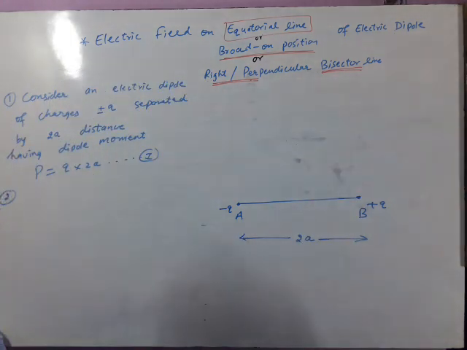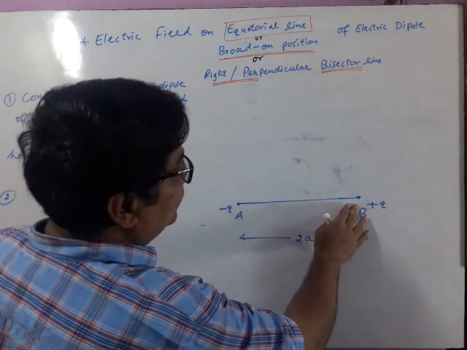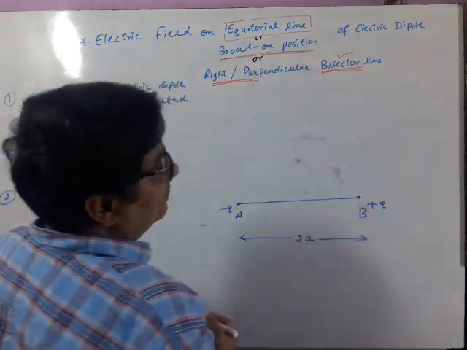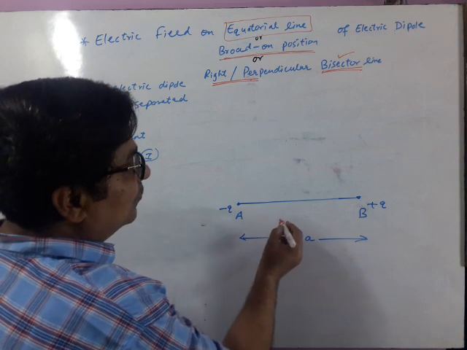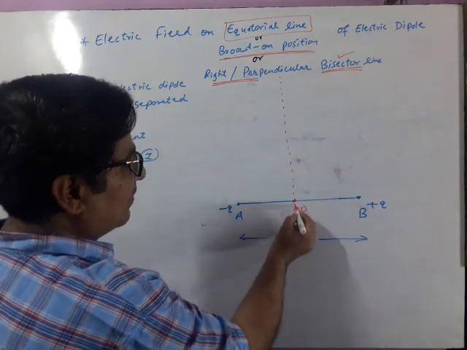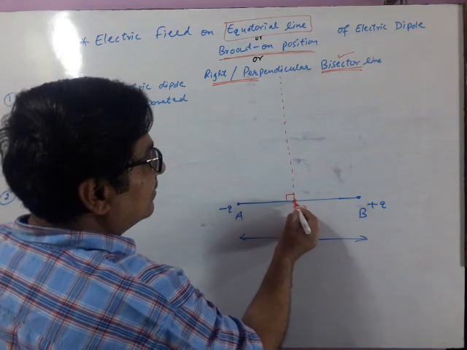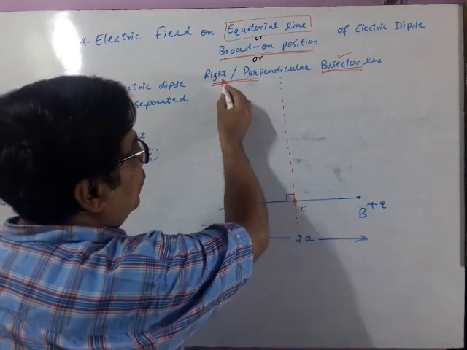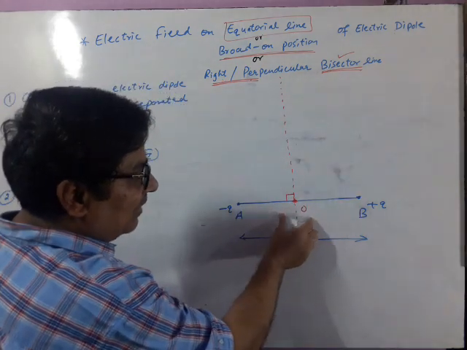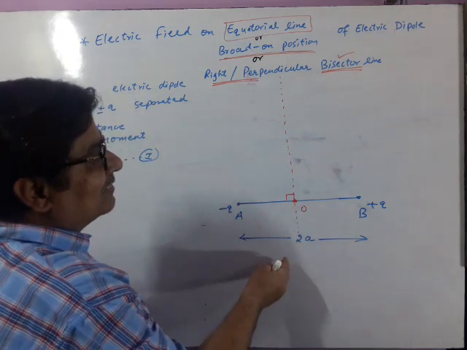What does it mean? See, this is the electric dipole considered by us, minus q and plus q separated by distance 2a. Now focus on the bisector line, which is cutting this into two equal parts. See this line, perpendicular or right, perpendicular to that. This line is called the perpendicular or right bisector line. It is bisecting the dipole into two equal parts as well as perpendicular to the dipole. This is the perpendicular bisector line.